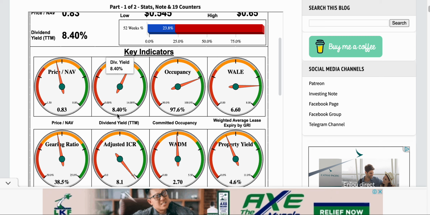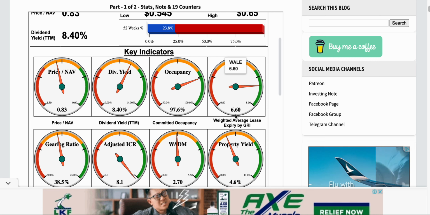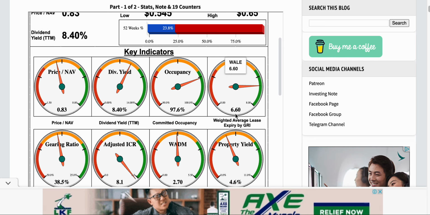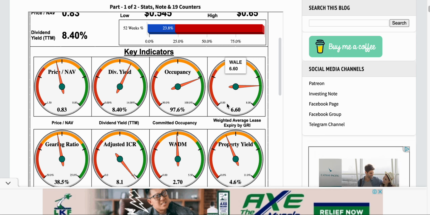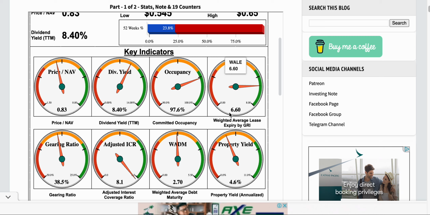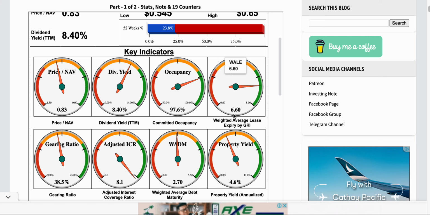Dividend is quite high, 8.4%. Occupancy is pretty good, 97.6%. WALE of 6.6 years I think is quite high. And if you're not sure whether a number is big or not, you can look at this meter over here. Sorry, let me rephrase. If this number is a better than average number, whether it could be higher or lower, then the meter is on the green side. So anytime you see this meter pointing to the green side, that means this number is good relative to their peers, as compared to the rest of the REITs.